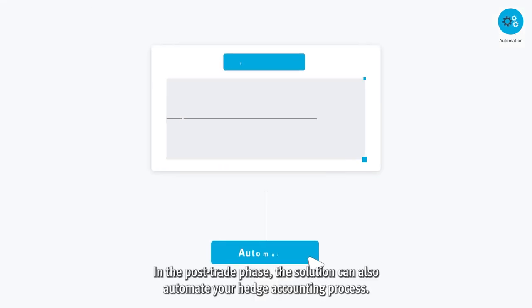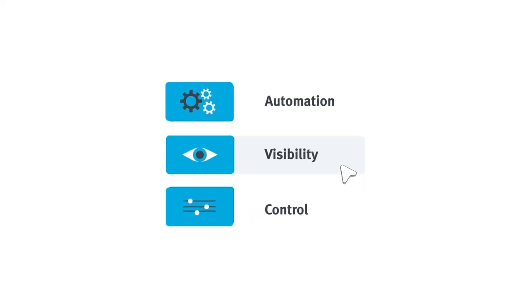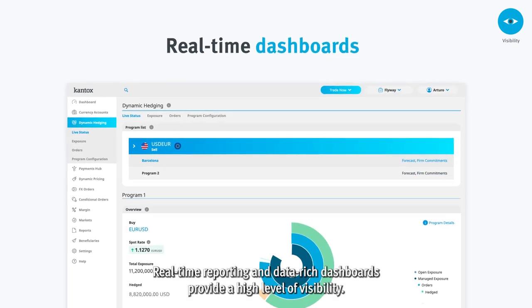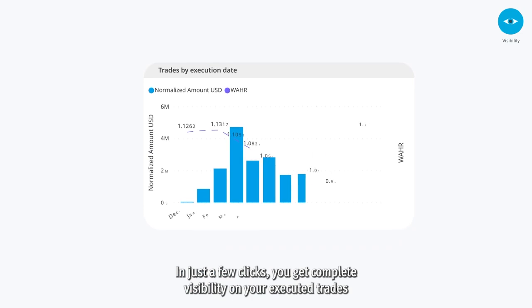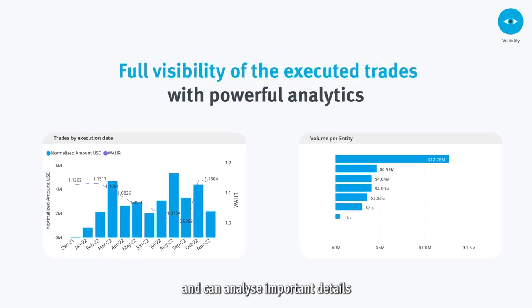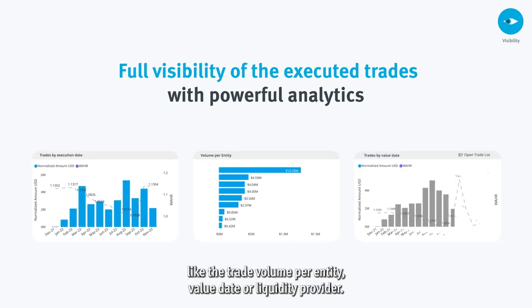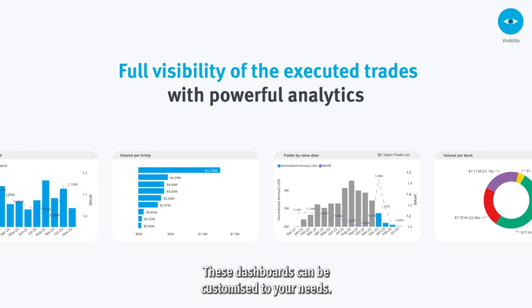In the post-trade phase, the solution can also automate your hedge accounting process. Visibility. Real-time reporting and data-rich dashboards provide a high level of visibility. In just a few clicks, you get complete visibility on your executed trades and can analyze important details like the trade volume per entity, value date, or liquidity provider. These dashboards can be customized to your needs.